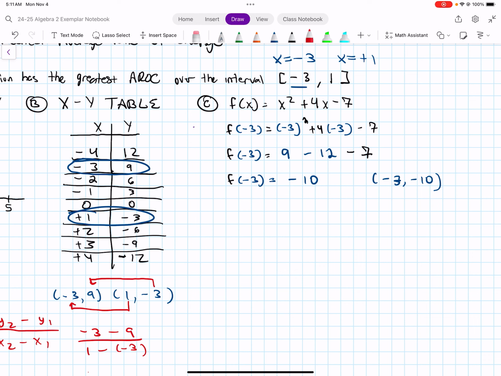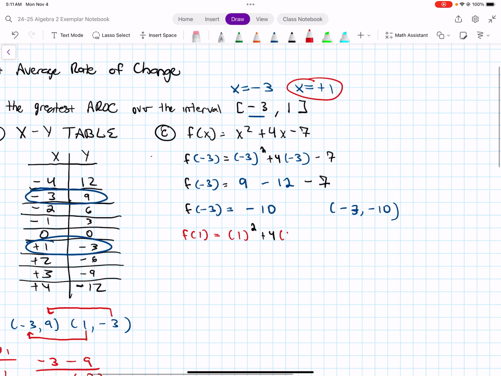We're now going to do the same for f of 1. So now it's going to be 1 squared plus 4 times 1 minus 7. So f of 1 equals 1 plus 4 minus 7. f of 1 equals 1 plus 4 is 5. 5 minus 7 is -2. Corner point here is 1, -2.